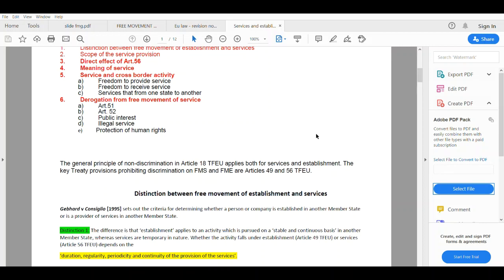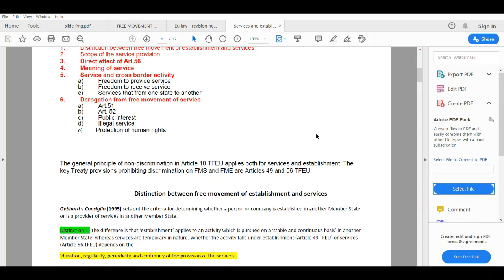If the duration of the service is for a longer period and it is provided on a continuous basis and on a regular basis as well, then we will consider the prohibition contained in Article 49 and the work will be considered as an establishment rather than a service.